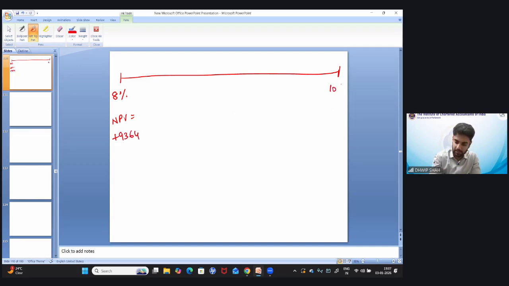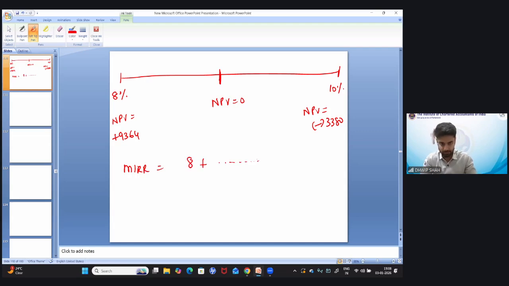And at 10%, it was negative 3380. Okay? So 0 would lie somewhere between 8 and 10. Yes or no? So can I say my modified IRR is 8 plus something? Correct? Now do normal interpolation.